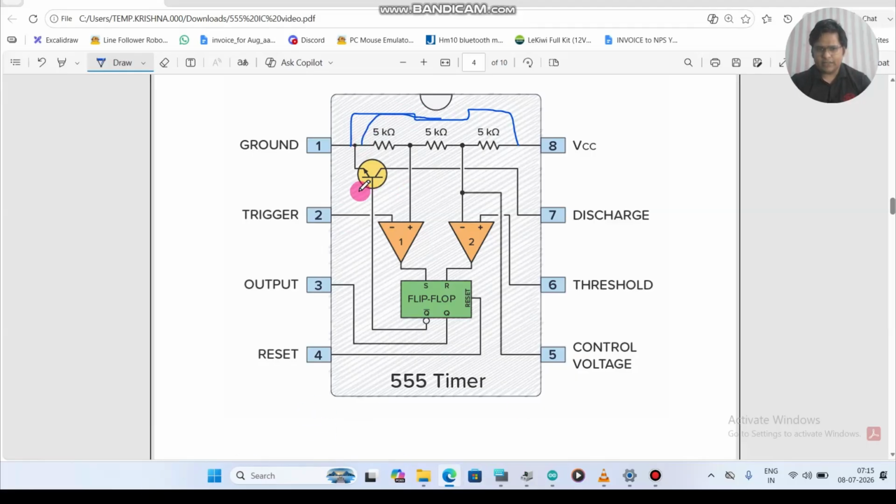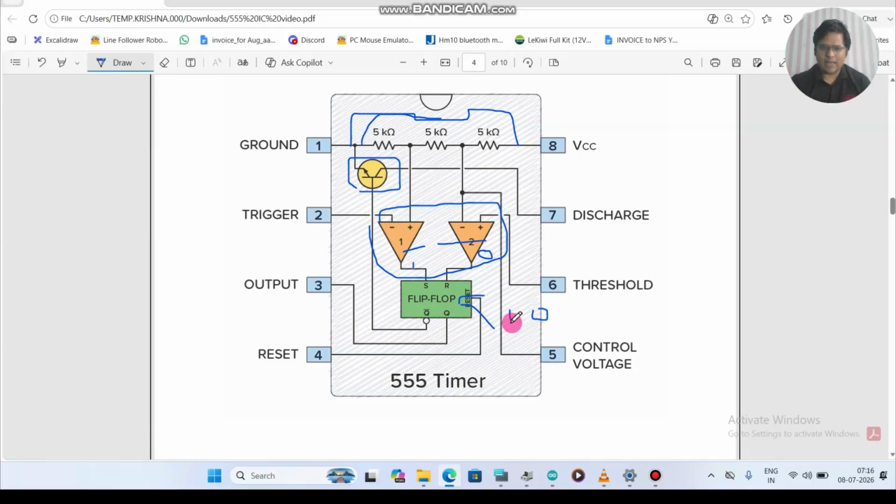There is a transistor here. This is a discharge transistor, and then there are two comparators. These comparators compare the values, and depending on the comparison, it gives the output. This is the output pin. Here you will get output either 1 or 0. There are two comparators, and there is a flip-flop. A flip-flop is a component which can store 1 bit of data, so either it will store 1 or 0.